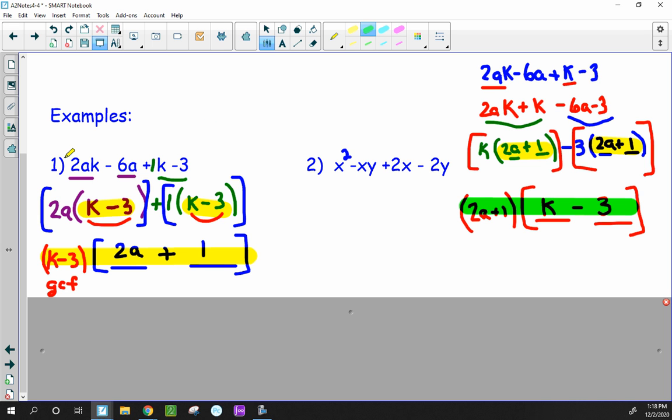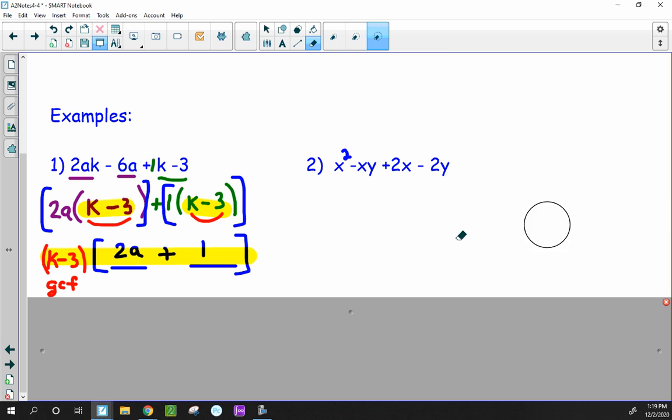When I grouped the first two terms, and I did it the first time, I got k minus 3 times 2a plus 1. So notice that this answer is exactly the same. It's just my factors are turned backwards, but that's okay because multiplication is commutative. The commutative property allows me to change the order of factors and still get the same product. So I did that example 1 two different ways to show you that there's not just one way to order these terms. So hopefully you got the point there.